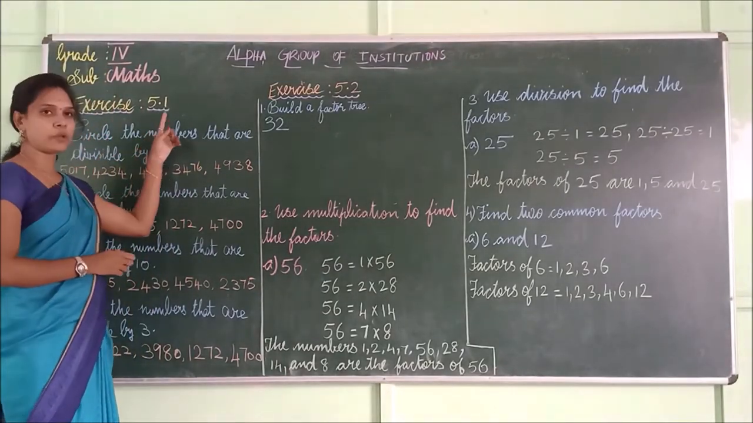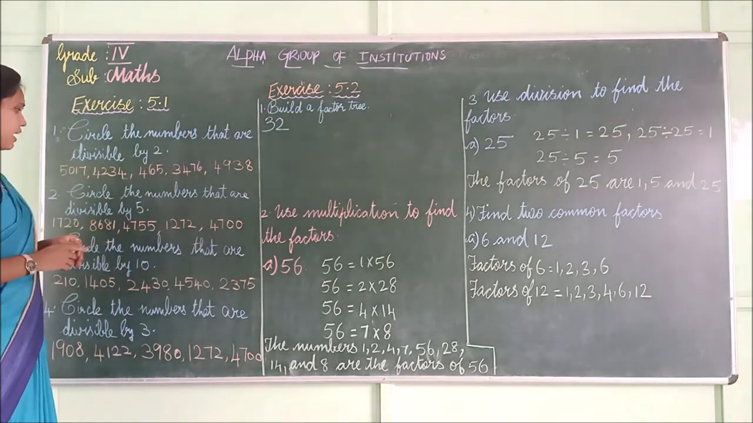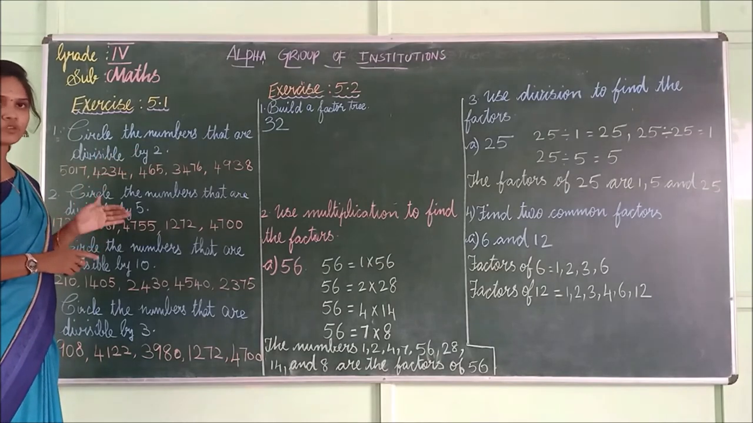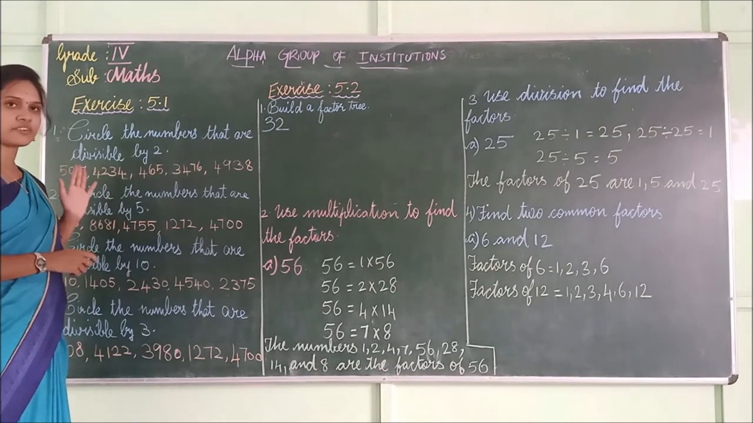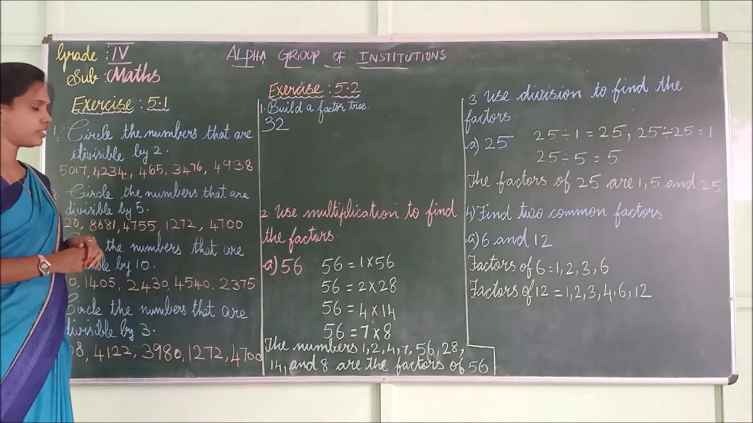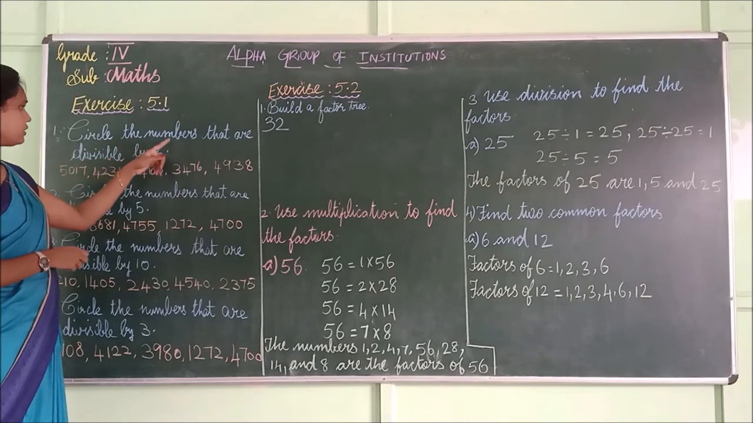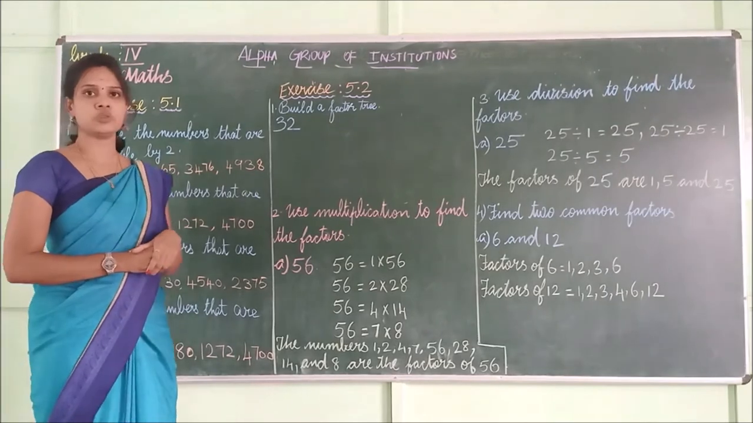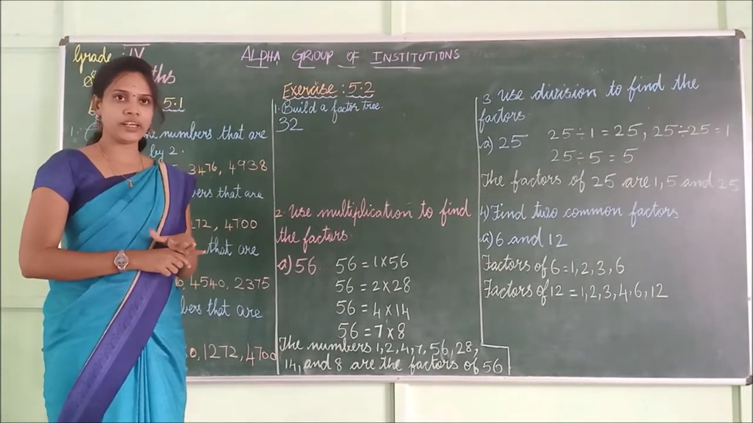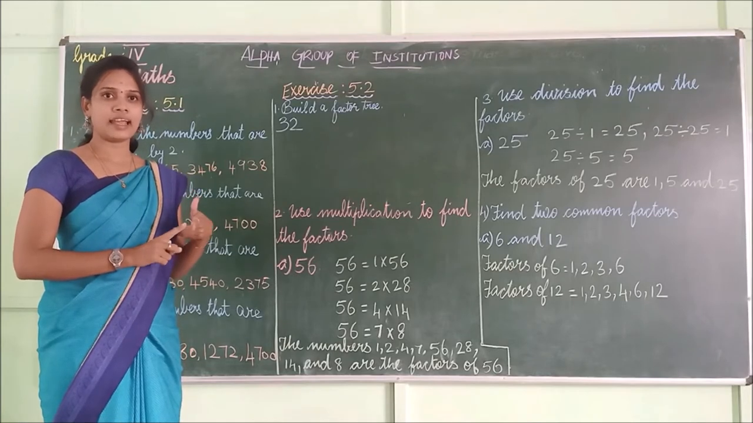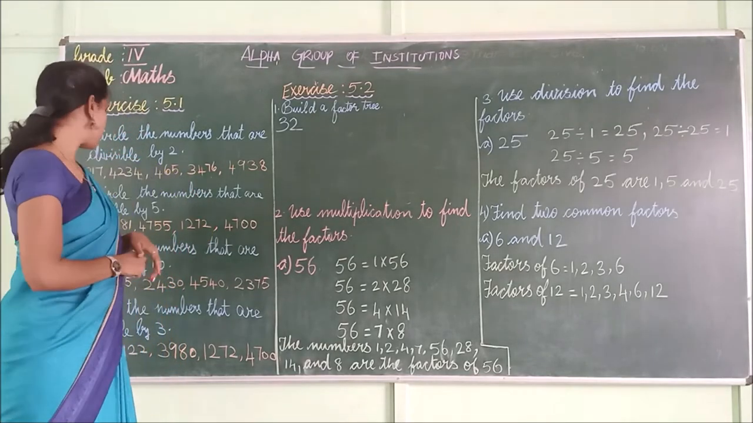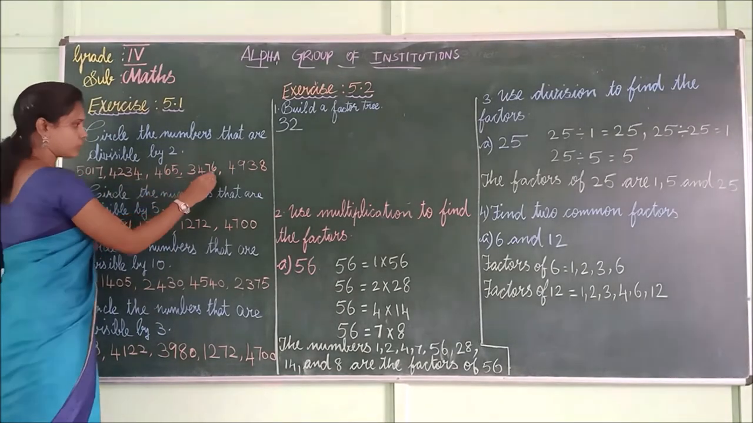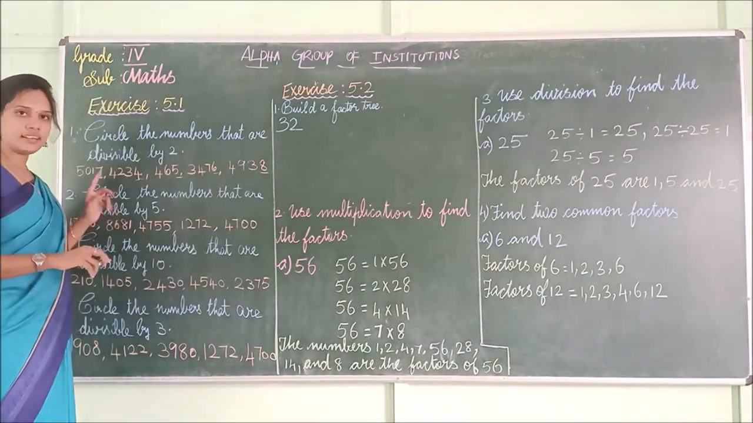See exercise 5.1. See the first one, they have given some numbers, and we have to use the rule to check whether each is divisible by the given number. Circle the numbers that are divisible by 2. What is the rule for divisibility by 2? The last digit should be 2, 4, 6, 8 or 0. So we have to check the last digit.